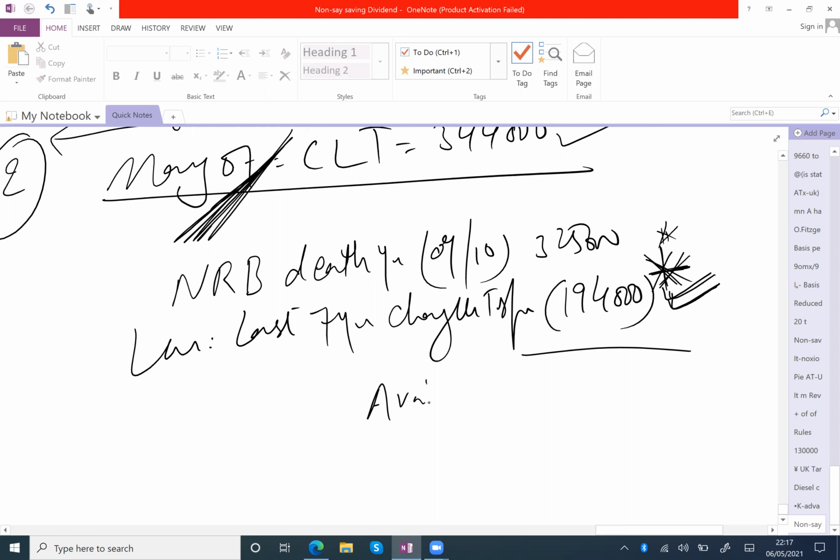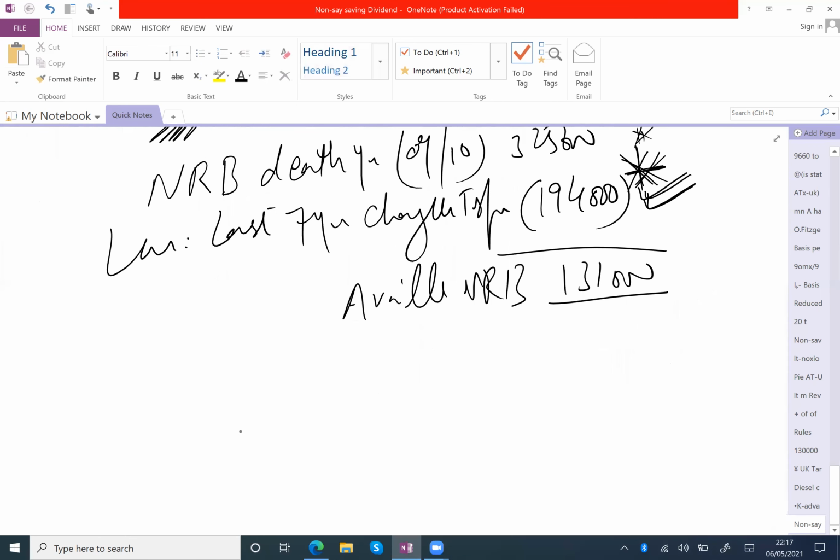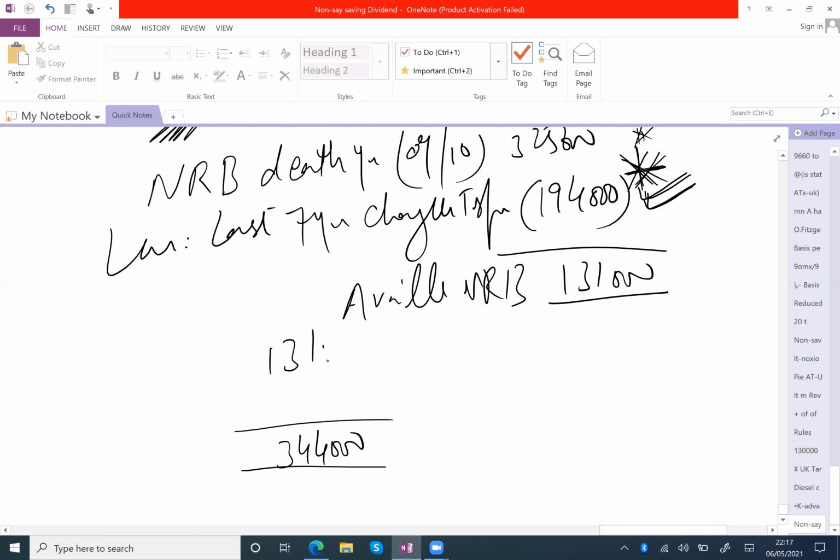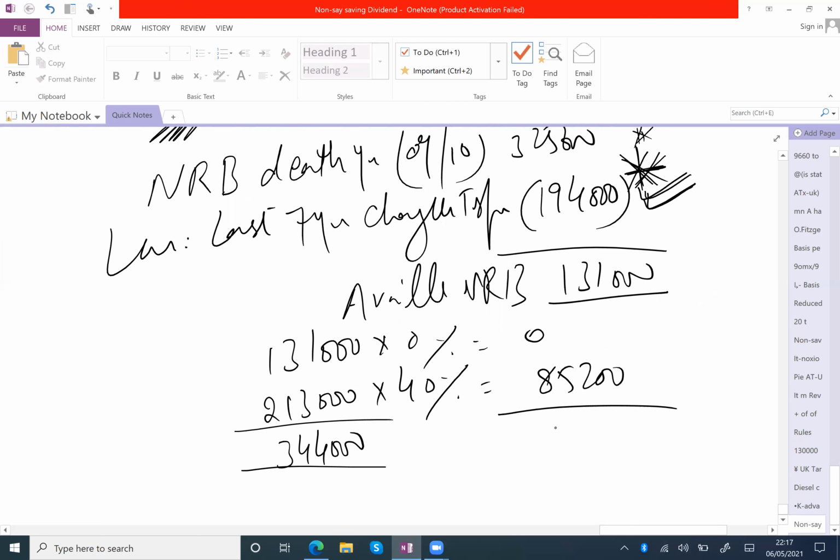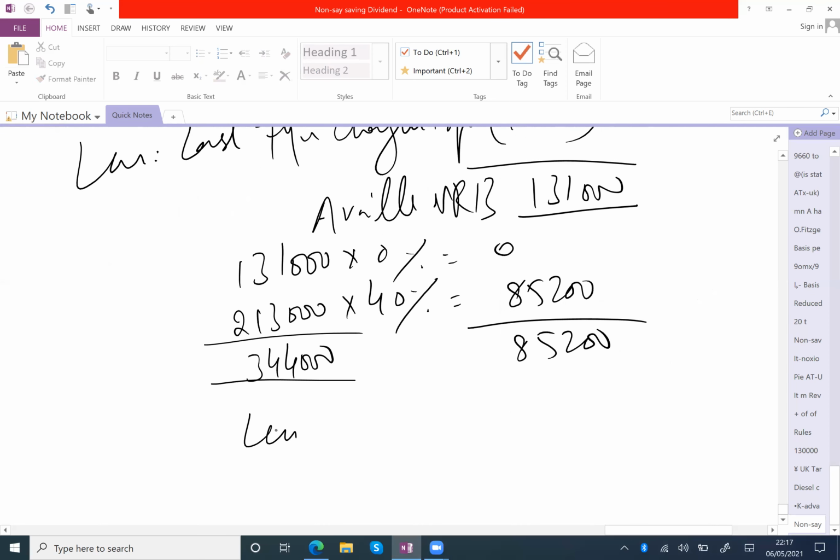So available NRB is 131,000. Now pay the tax on the 344,000 value. Up to 131,000, zero tax is equal to 0. And the remaining 213,000 at the rate of 40% tax is 85,200. And this tax is reduced by the taper relief.